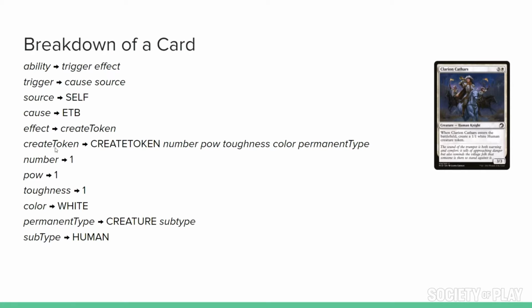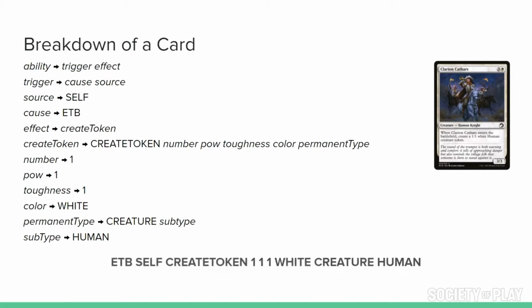Create token's a little more complicated. It's the string create token, and then it's a bunch of variables: a number, a power, a toughness, a color, and a permanent type. But at the end of the day, what this grammar allows us to do is give us an expression that represents this card. And it's just one line: ETB, self, create token, 1/1/1, white, creature, human. And so now, in our actual data, whatever file you're loading all your cards from, that's the only line of data you need to represent this card.